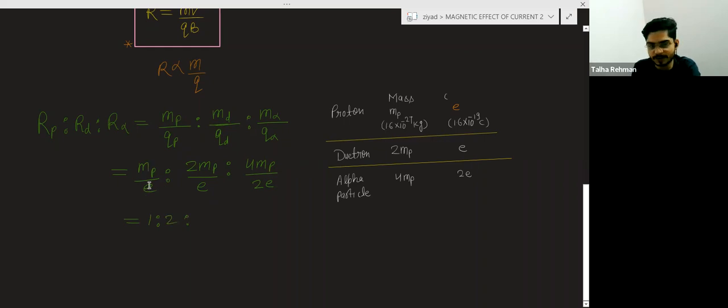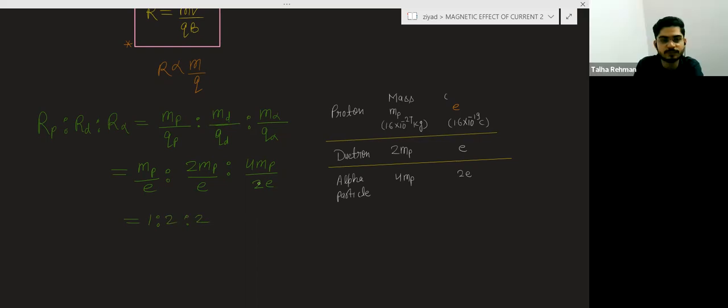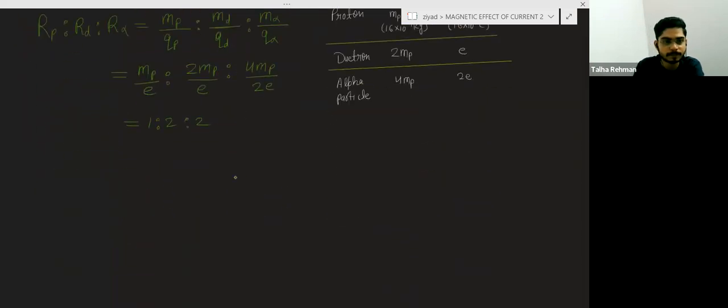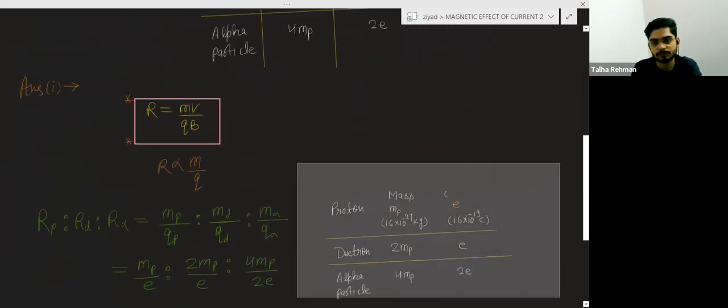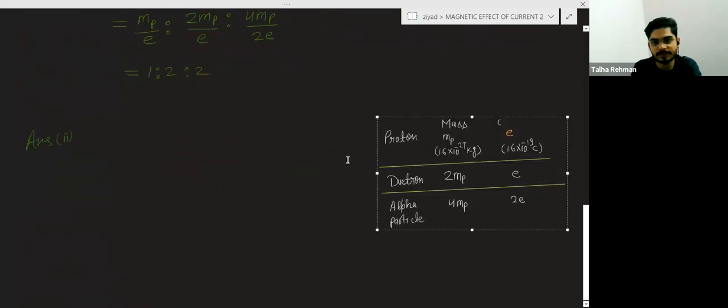So here you have 1 only, here you will have 2, and here you will have again 2, because 4 by 2 is 2. So this is your final answer. Okay, so now the second part. You will see the values from the tables.